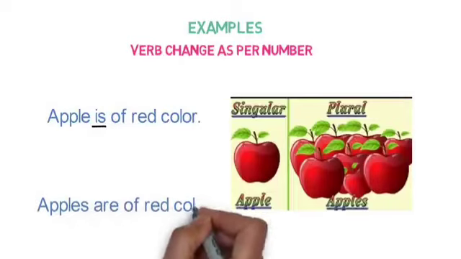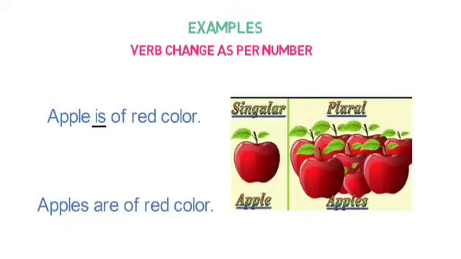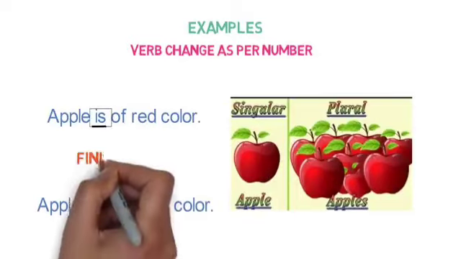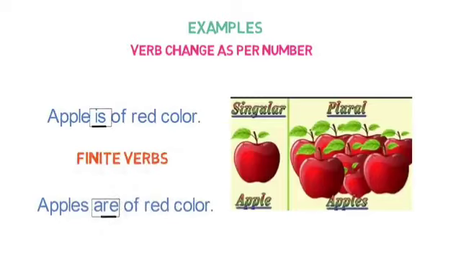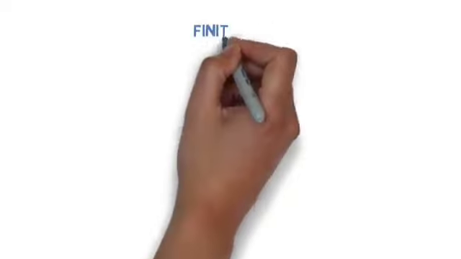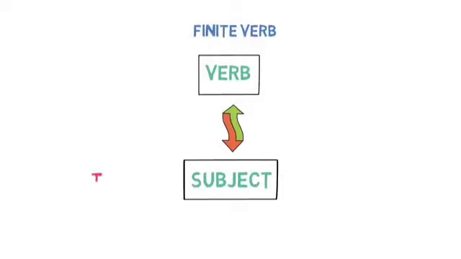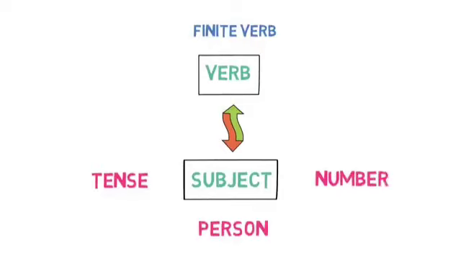Now let's look into another sentence. Apples are of red color. The subject apples is in plural form. Here the verb is are. You can see here that the verb is changed to are as the subject changed from singular to plural. Now we are clear that the finite verb changes as per tense, person, and number.